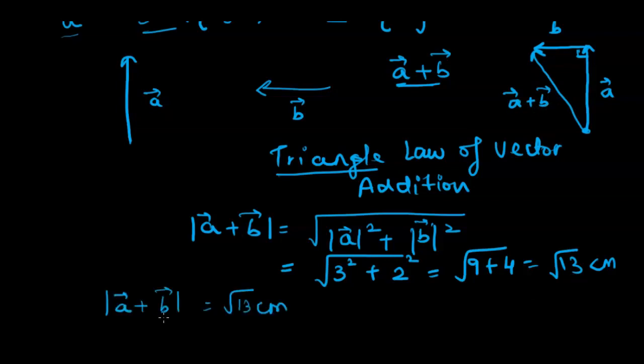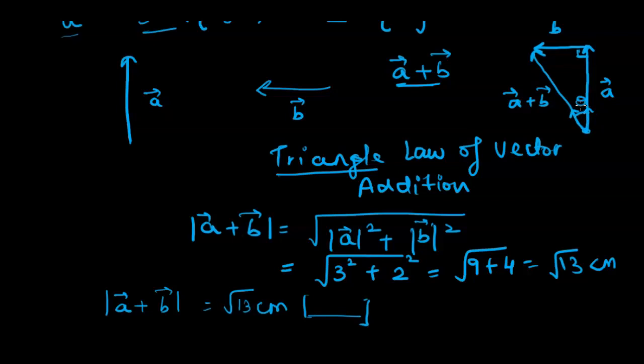Now we know that whenever we write a vector, we also have to describe the direction, and this vector has a direction going this way. Whenever you're looking for a direction, you're looking for an angle theta, and the angle theta forms between the first vector, that is vector A in this case, and the resultant vector. So this is the first vector, this is the resultant vector, and this is the angle theta.